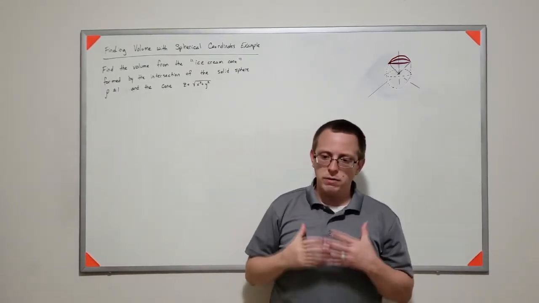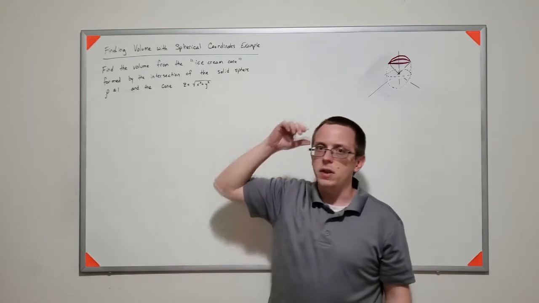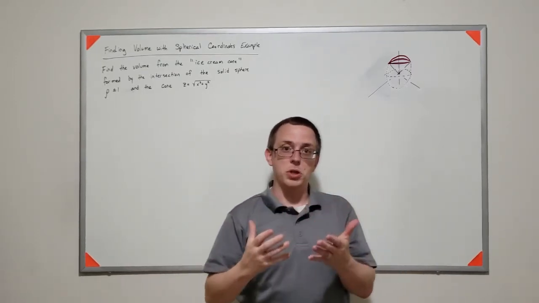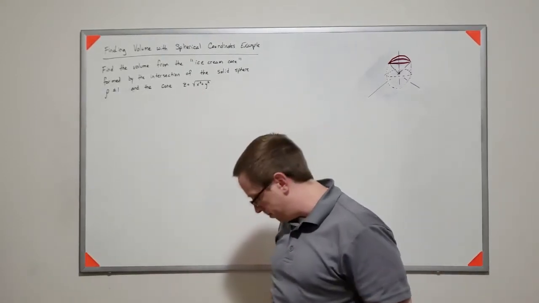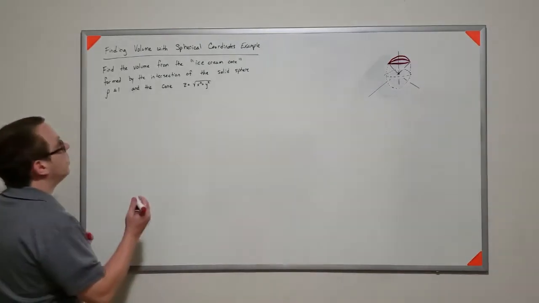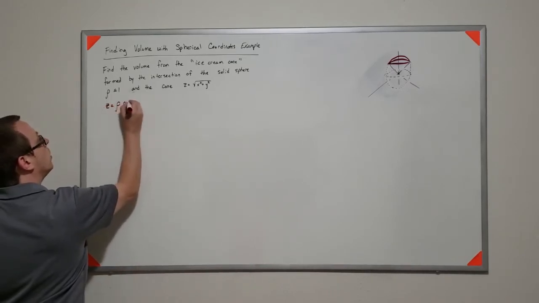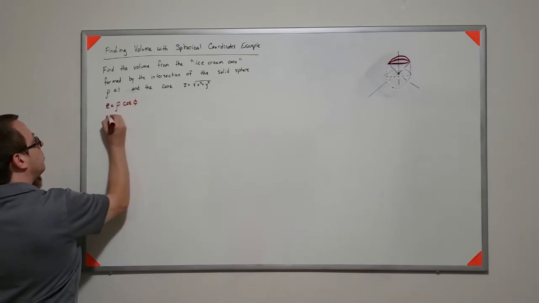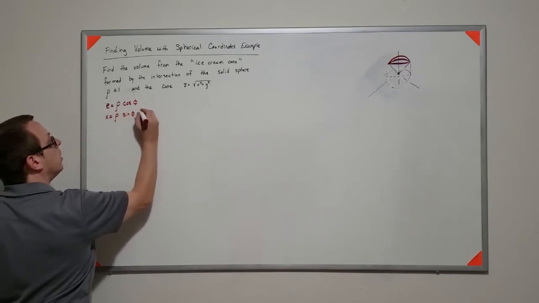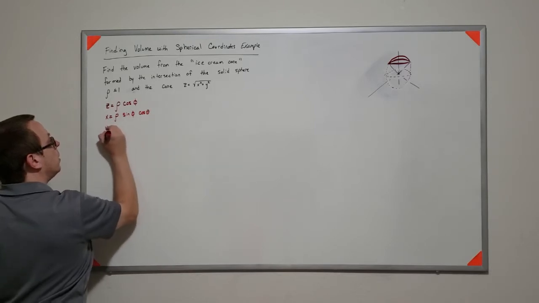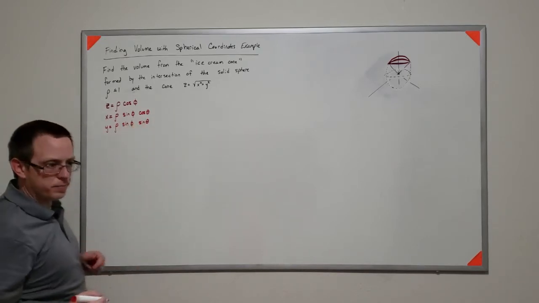So we have to figure out what the spherical coordinate representation of this is, and then set up an integral to solve this particular problem. The first thing we've got to do is ask, what's the spherical coordinate representation of that equation? To do that, we reference the fact that z is rho cosine phi, x is rho sine phi cosine theta, and y is rho sine phi sine theta.